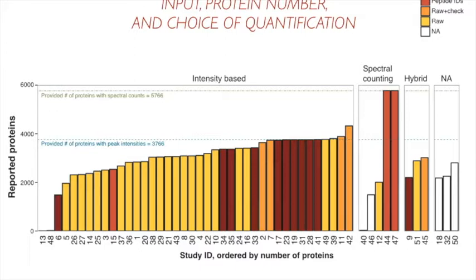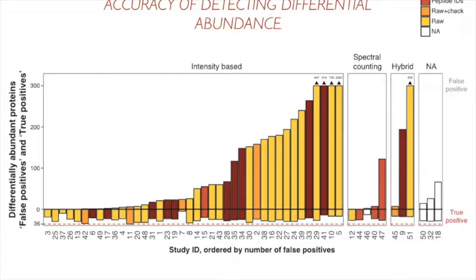And now different color corresponds to what was their starting point. All this group used peak intensity, this group used spectral counts, and this used some other in-house methods, and this group did not report what they used. So the very first thing, you see that the number of reported proteins varied between participants quite a bit. But this is the most important finding here.